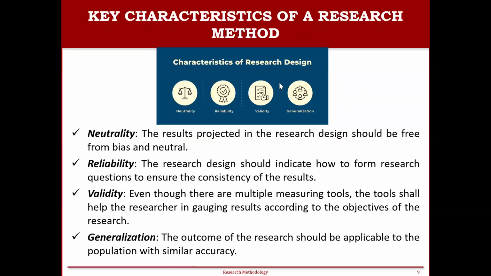So moving on to the key characteristics of the research method. These four are the main key characteristics: neutrality, reliability, validity, and generalization. Those are the main key characteristics of the research methods. The first one is neutrality. Neutrality means the results projected in the research design should be free from bias and neutral. So what is meant by that?